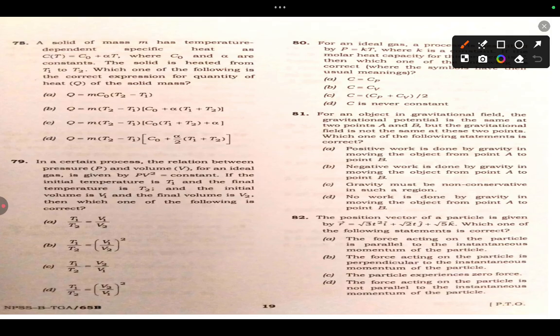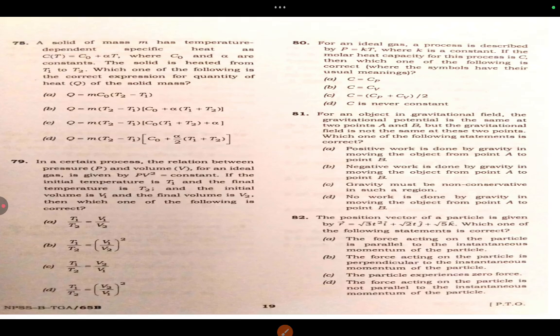So this is about a solid of mass M that has a temperature-dependent specific heat, that is C(T) equals C naught plus alpha T, where C naught and alpha are constants. The solid is heated from T1 to T2. Which one of the following is the correct expression for the quantity of heat Q of the solid mass?